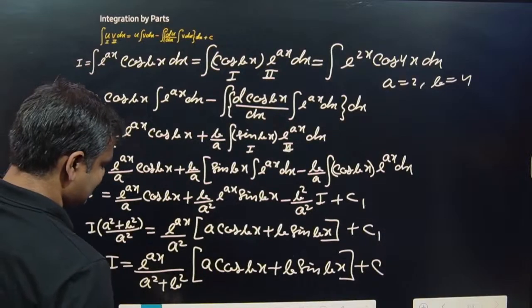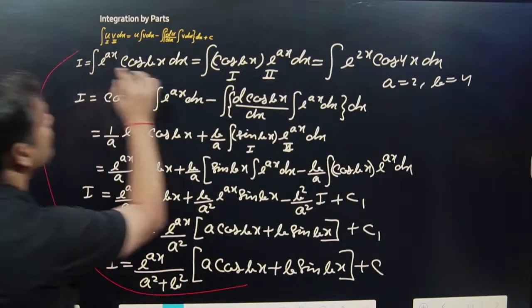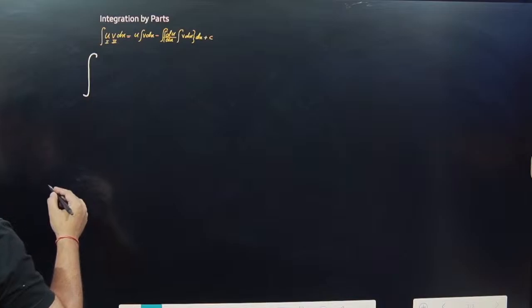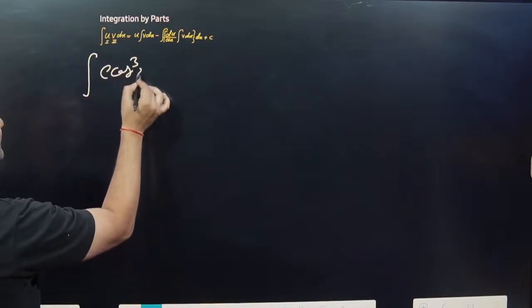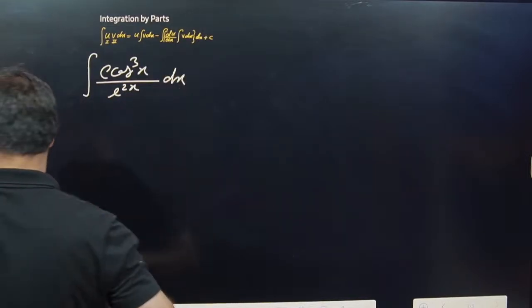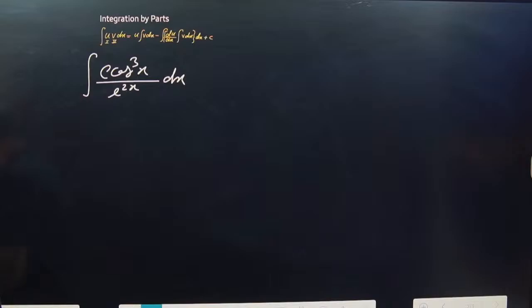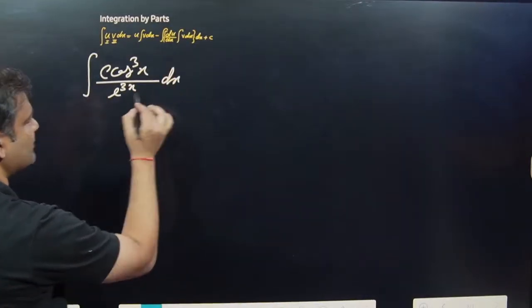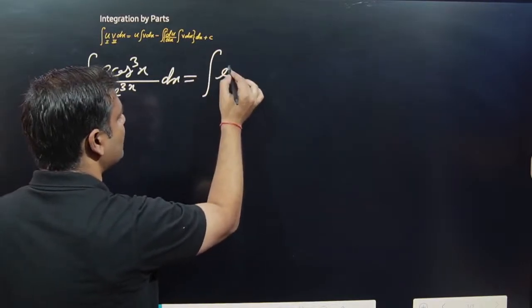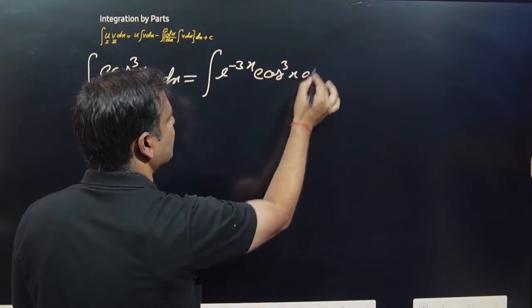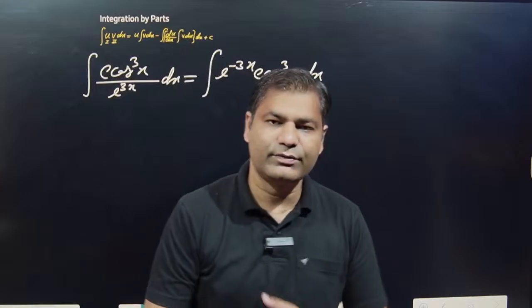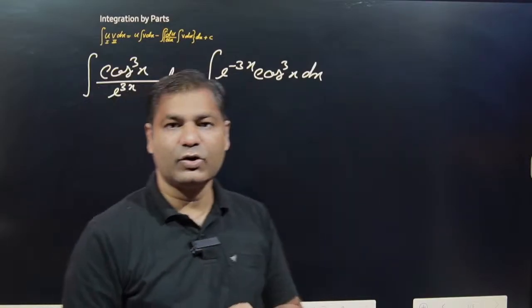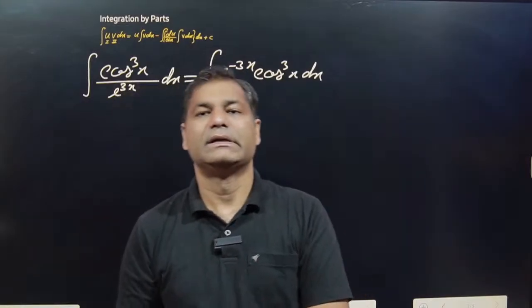Now here, let's take a problem. Integration of cos cube x divided by e to power 3x dx. How can we solve it? Simply you can write now here e to power minus 3x and here cos cube x dx. How can we solve it? First of all, if you want this to look like the formula e to power ax into cos bx type, then first of all cos x to whole power cube is written in terms of cos 3x and cos x.